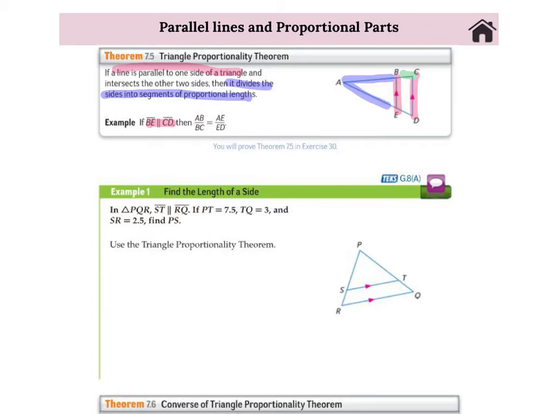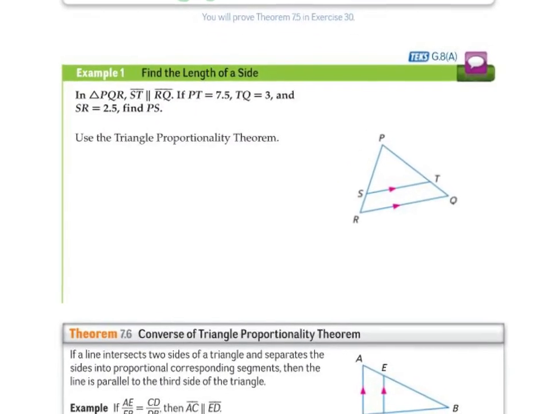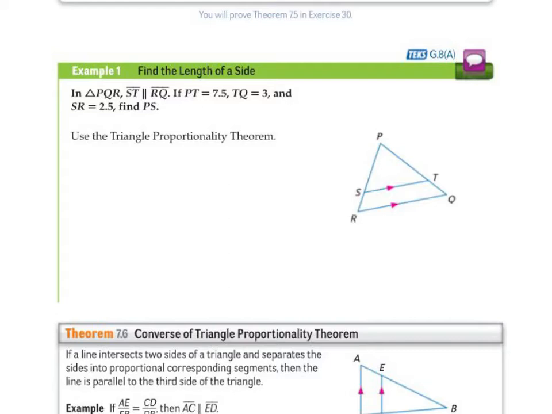Okay, or proportional segments. So in this case, AB and AE would be proportional directly, BC and ED would be as well. Okay, so an example of that, if we have triangle PQR, we're told that ST and RQ are parallel. PT has a value of 7.5, TQ is 3, SR is 2.5, and PS is what we need to find. Okay, so that is what's missing.